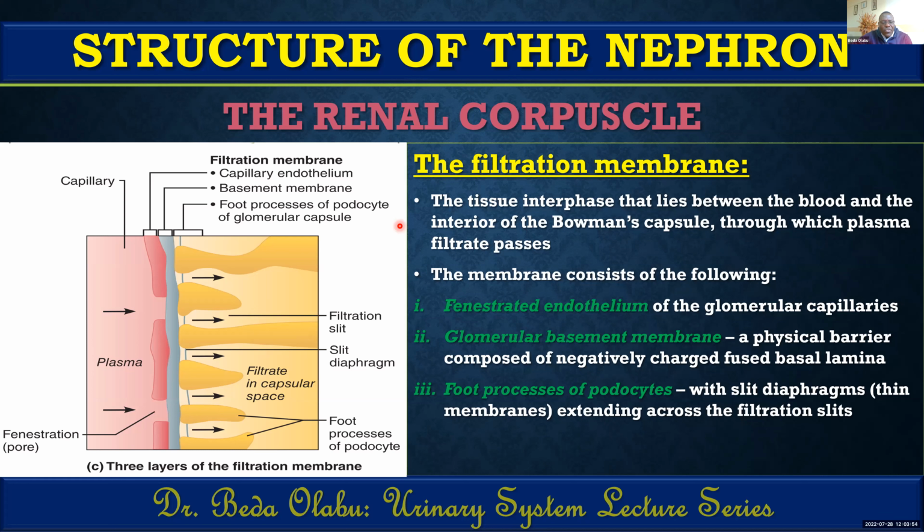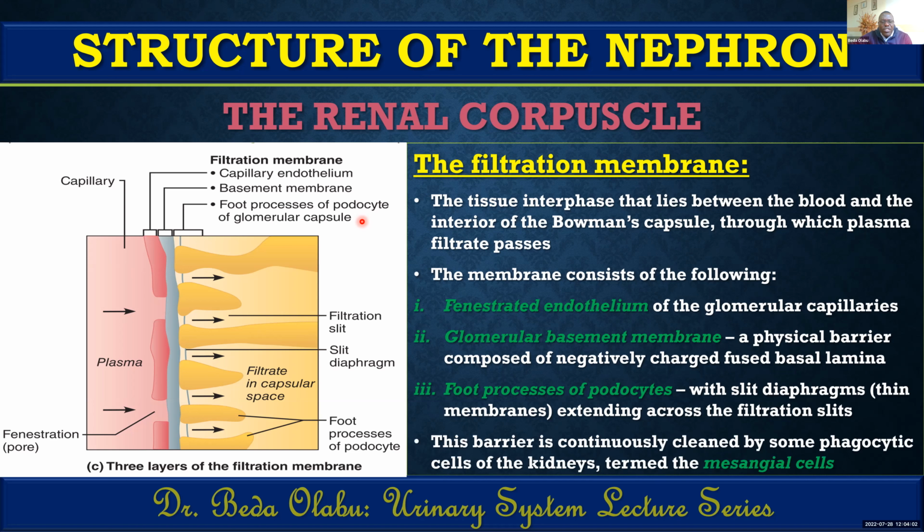There is a danger of the filtration membrane being clogged by substances as time goes by. And for that reason, the filtration membrane is usually cleaned by some phagocytic cells within the glomerular tuft of capillaries. We call them the mesangial cells. Mesangial cells are the phagocytic cells within the kidney. Apart from cleaning the glomerular filtration membrane, they also have other functions as well.